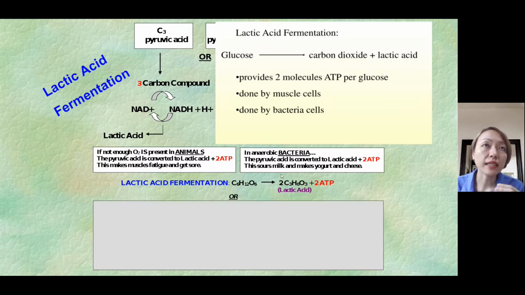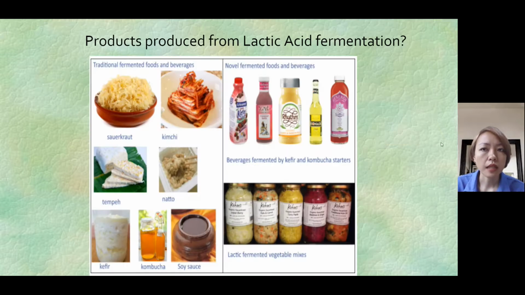Okay? So the sour taste of milk, yogurt, cheese, and kimchi is because of the lactic acid byproduct converted by the bacteria. Okay? Actually, this is very healthy. We are thankful to the bacteria because we have healthy food. So what are the food products being produced from lactic acid fermentation? Are you familiar with sauerkraut? I think this is European kimchi. Also tempeh, natto, Japanese kefir, kombucha, soy sauce. Soy sauce is familiar to us and commonly used. And there are plenty of vegetables that are fermented, pickled.